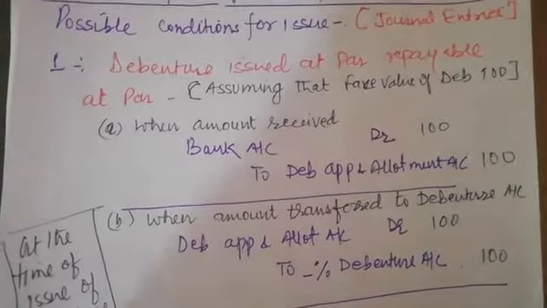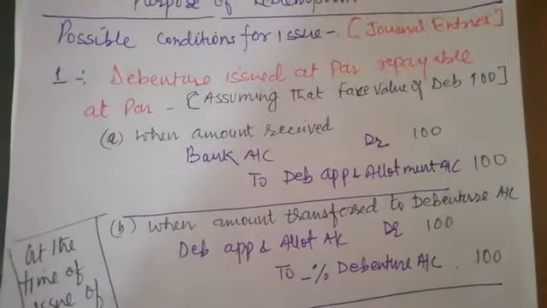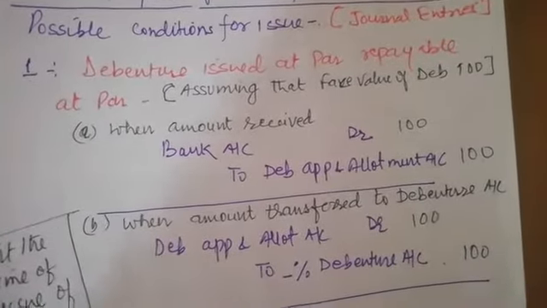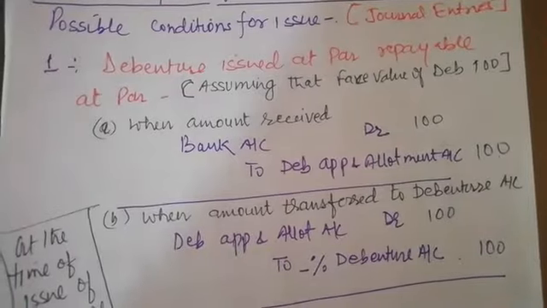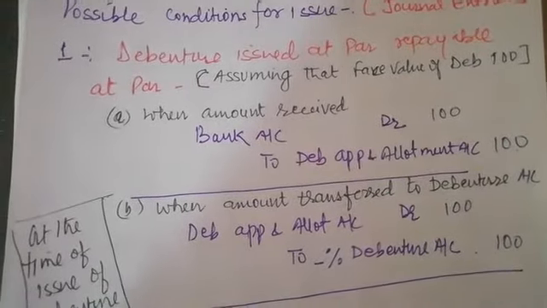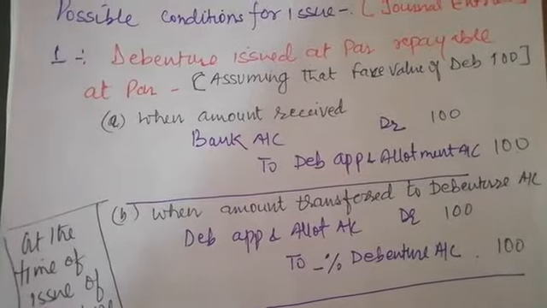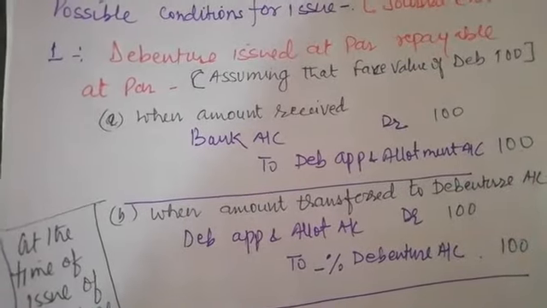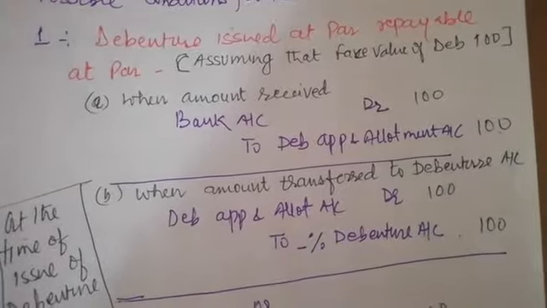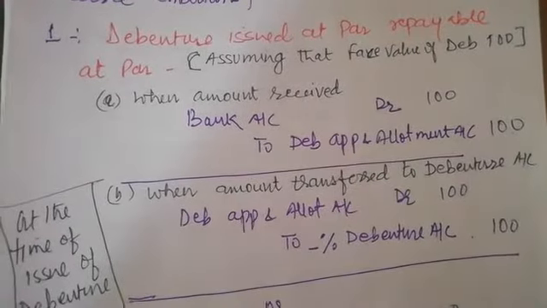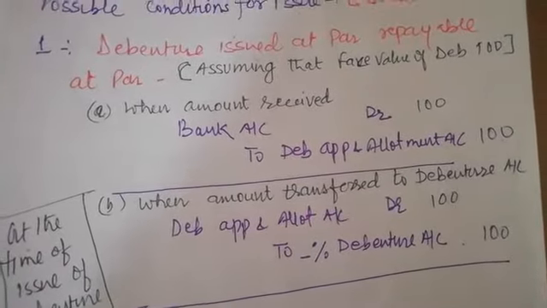redemption. My first condition is debenture issued at par and repayable at par. It means the debenture is issued at face value, and at the time of redemption the company also pays the face value to the debenture holder. And I am assuming that the face value of debenture is 100.